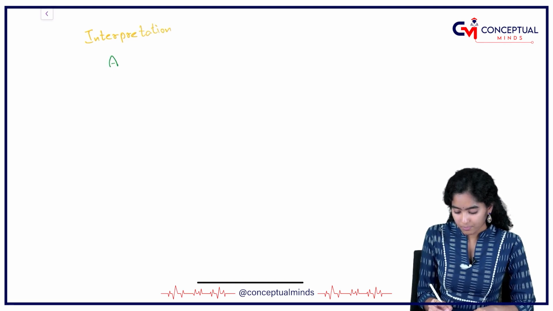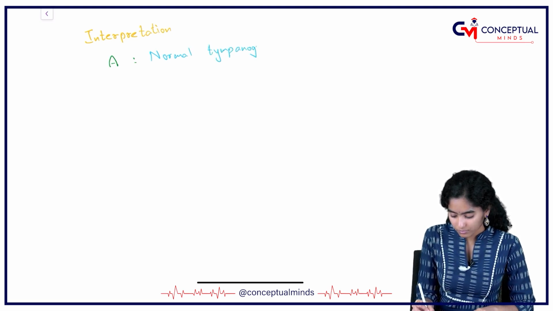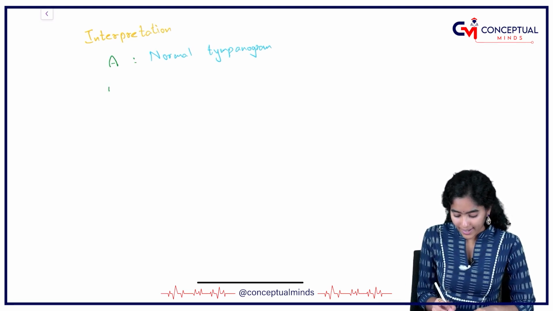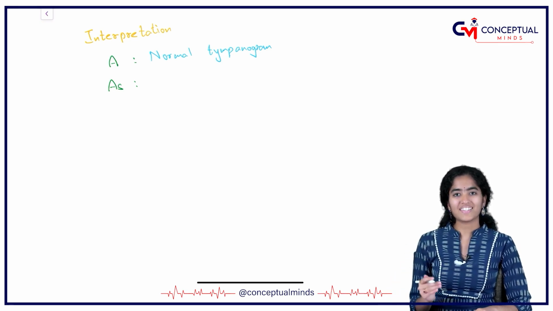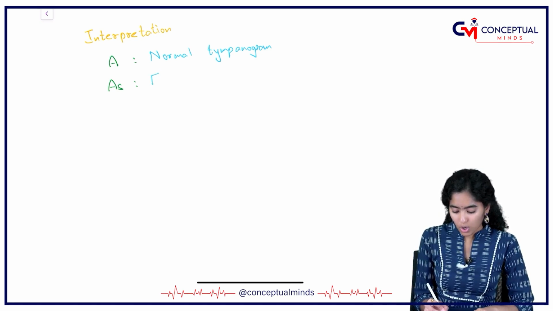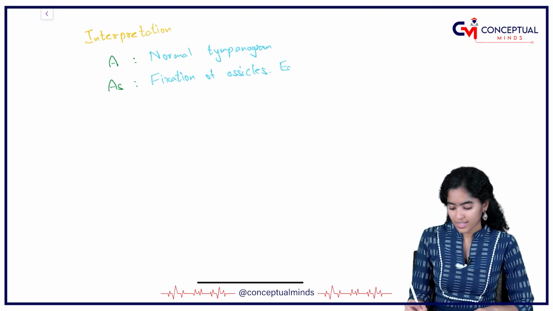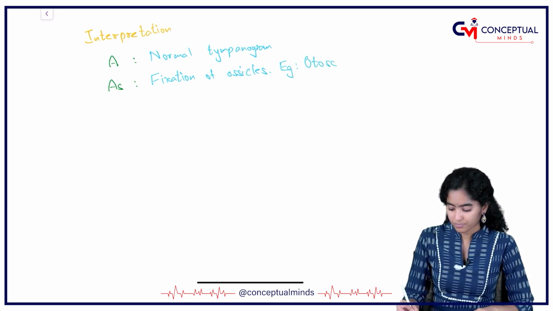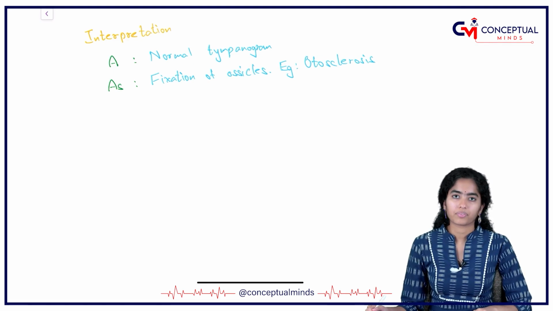An A type is seen in normal people. It is a normal tympanogram. AS type is in the same pattern, but it is slightly shorter. That means less compliance. When will less compliance be there? When the tympano-ossicular system is stiff, that is, in fixation of ossicles. When will the ossicles be fixed? Classical example is otosclerosis or malleus fixation. Yes? Okay.